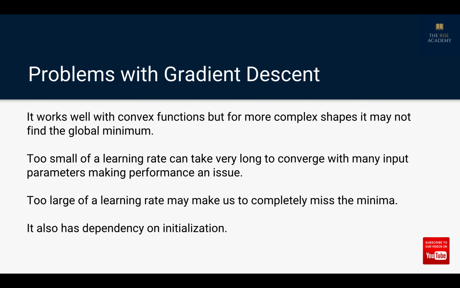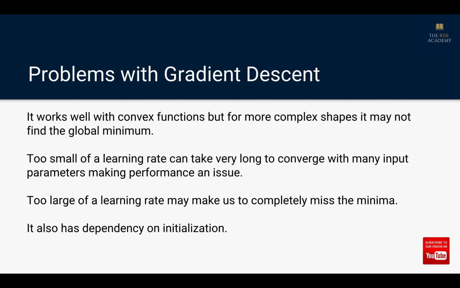And the other problem is that too small a learning rate can take very long to converge with many input parameters, making performance an issue, right? If my learning rate is very small, that means in every iteration I'm decreasing or increasing my y very little, right? So if I have a lot of input parameters and every time I'm decreasing y very little, then it may take a really, really long time for the function to converge to the minimum value, right?